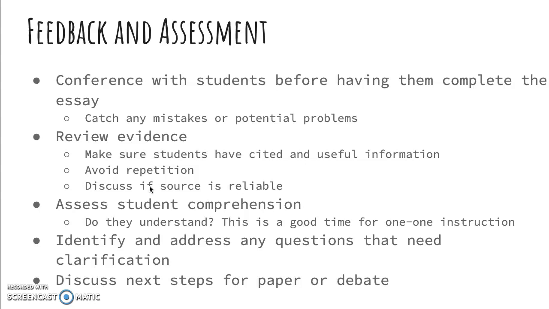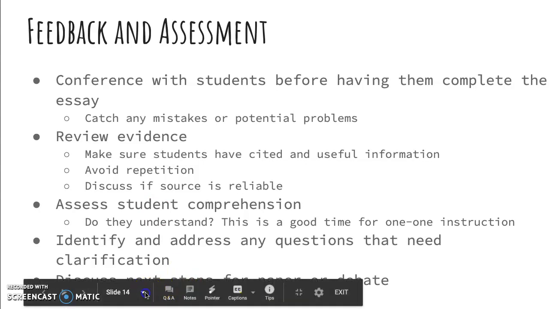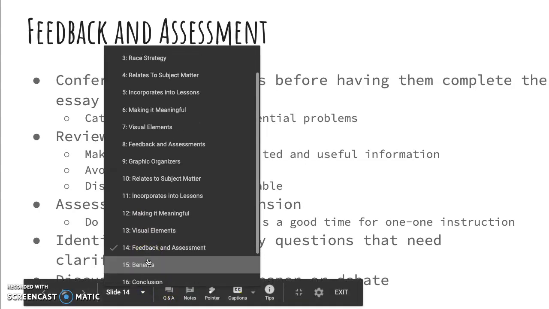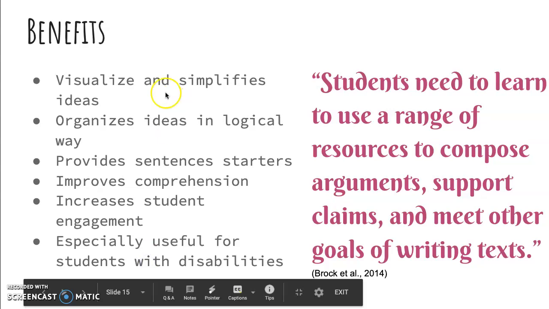So you have to be able to review the evidence as a whole class, figure out ways for them to work in peer review, to look for avoiding repetition, and discuss as a whole class if a source is reliable to cut down on mistakes. Once the conferencing happens, you need to discuss next steps for turning the graphic organizer into either a paper or a debate.